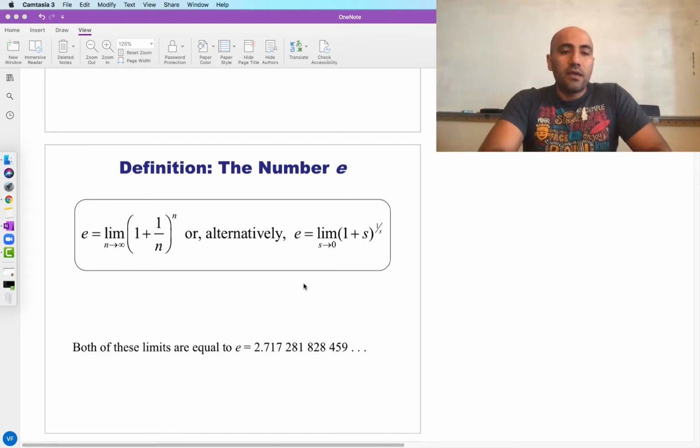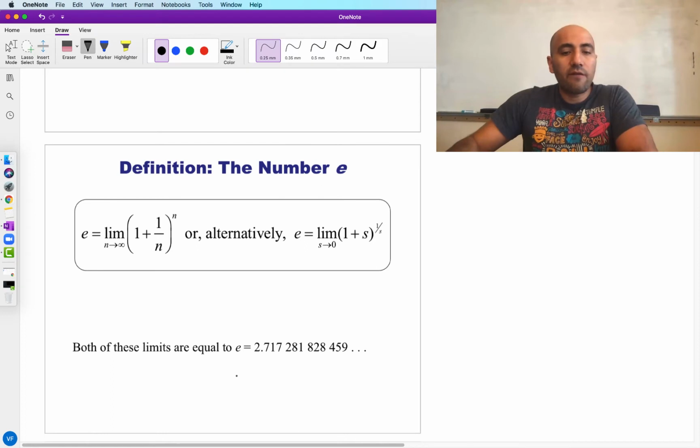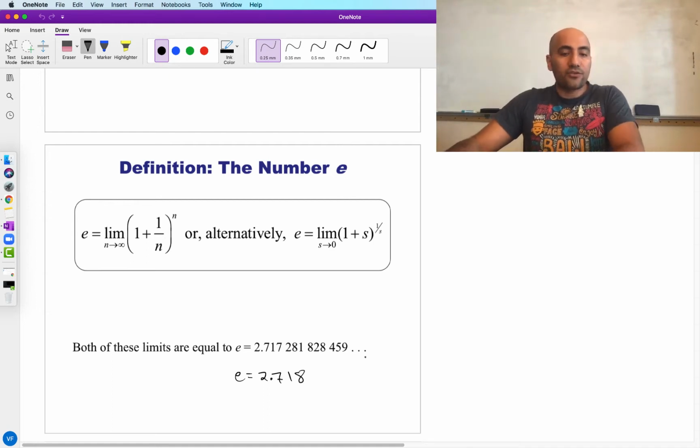E is described as this number, 2.71728 dot dot dot. Most often it's just rounded to be E equals 2.718. But we know that this is an irrational number. It goes on forever and ever, never stops, and there's never any repeating pattern. It doesn't start to repeat itself. And there are different ways in which we can arrive at this number.